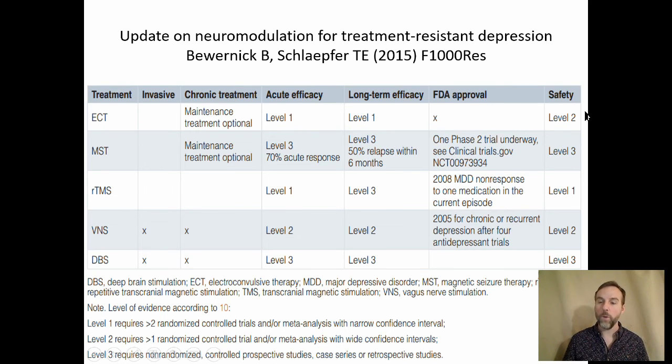Is it safe? Here the safety rating for it is actually a little bit lower. There are more side effects associated with electroconvulsive therapy than with TMS. So if you have treatment-resistant depression, these are things you'd have to consider. Some people might say, I want to try the safest treatment first. Other people might prioritize a treatment that, although it's not as safe, would last longer.